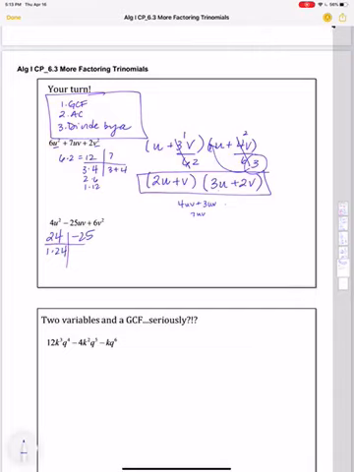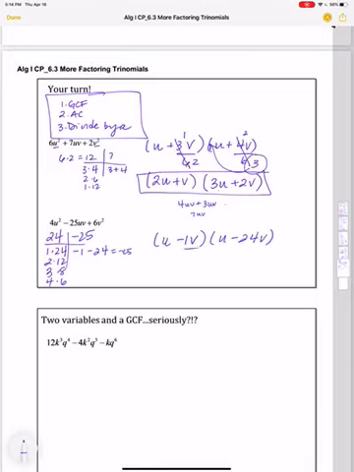1 times 24. I think that's it, maybe. They're both negative. Negative 1 and negative 24 will give you negative 25. And it would give you a positive if you multiply them together, because your other options are 2 and 12, and 3 times 8 and 4 times 6. So it has to be that. So we do u minus 1v and u minus 24v.